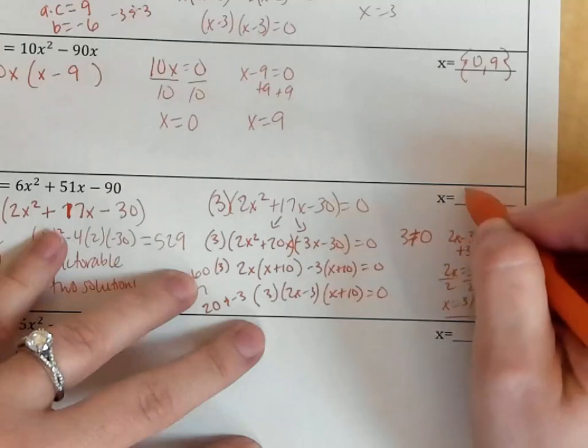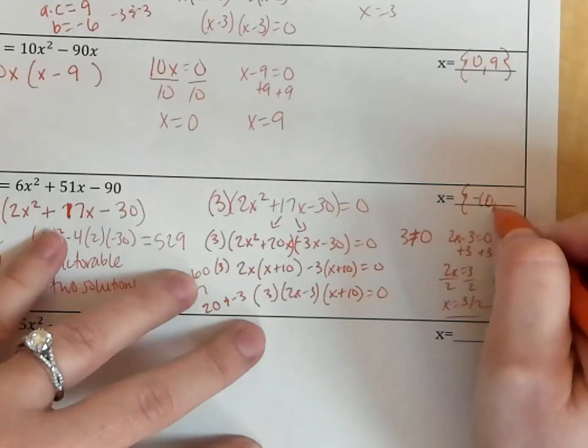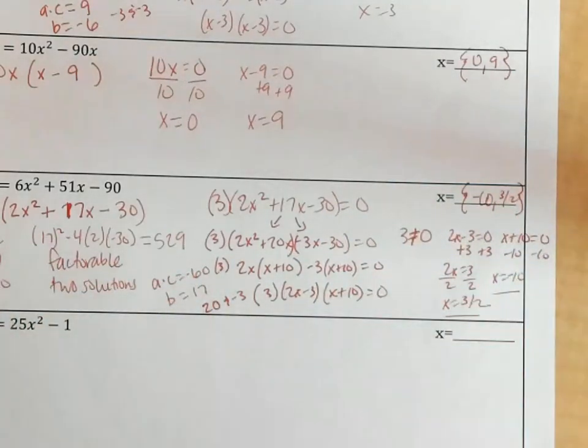So I have x is equal to negative 10 and 3 halves. And I can just leave it as a fraction. I don't need to try to put it in decimal form.